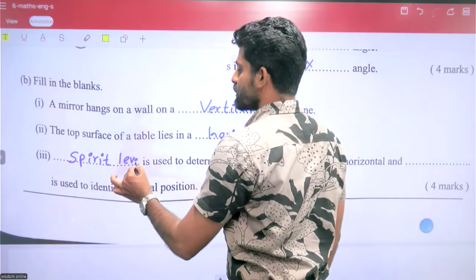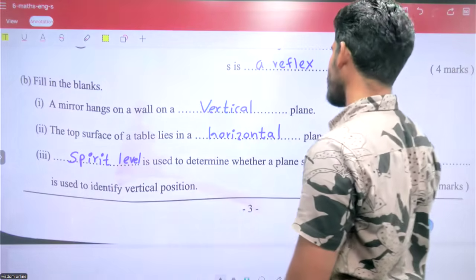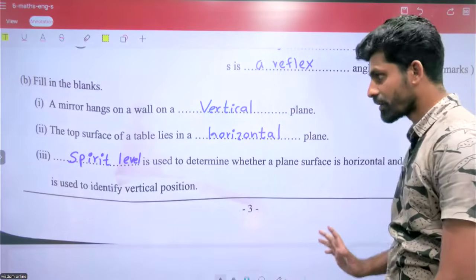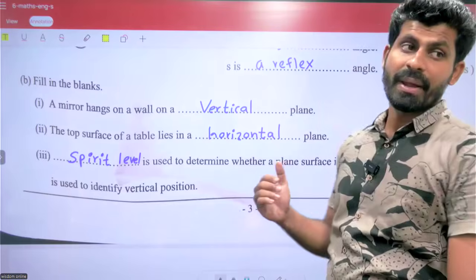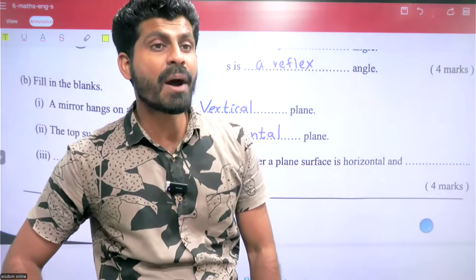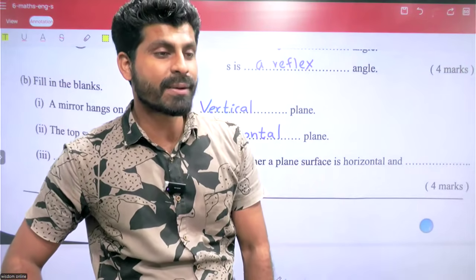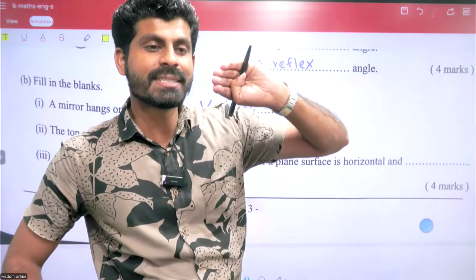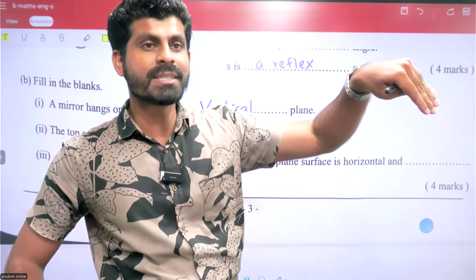Spirit level is used to determine whether a plane surface is horizontal. What is the other one? Plumb. How to check whether that plane surface is vertical or not?